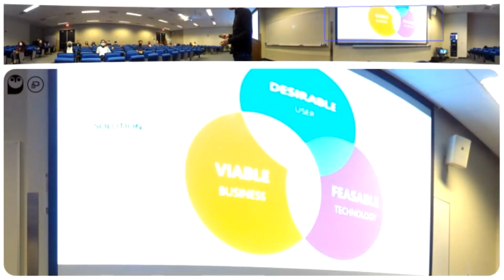In the user-centered design approach, one of the tools we use is that Venn diagram. You've probably seen it before. So desirable, viable, feasible. If you meet all three criteria, then you may have an interesting solution to explore. Taken from a different perspective, it's business, user, technology that work together.